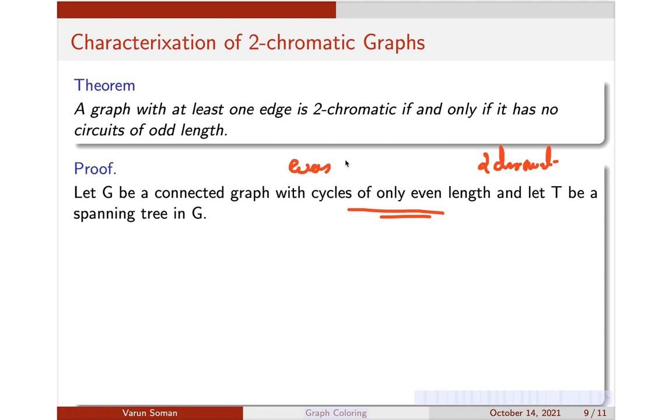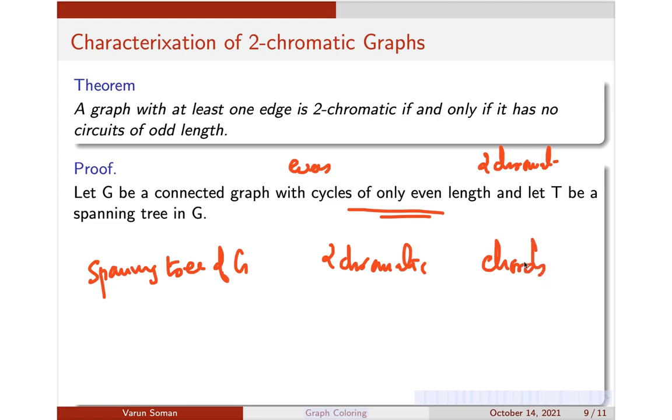How will you prove it? What you do is take a spanning tree of G. Since the spanning tree of G is a tree itself, it is two chromatic. Now in this spanning tree, I'll be adding back the other edges of G, or in other words, I'll be adding the chords to the spanning tree to obtain the full graph. So first of all I'll take the spanning tree of G, and I know that it's two chromatic, so I'll color all the vertices of the spanning tree with 2 colors.